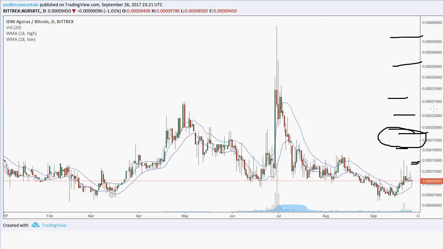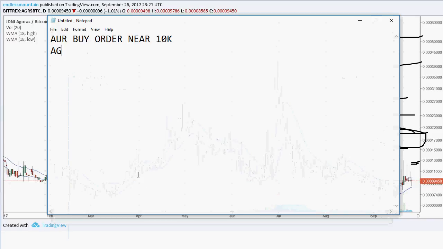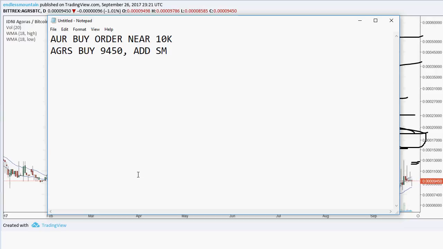I've seen better than this and definitely better setups, but I'm bored. So let's add a small position for this one here. AGRS, that's a buy at 94.50, and then add small orders later. Small position, minimum position basically, just to get some action because I feel like gambling. Let's look at the next code.